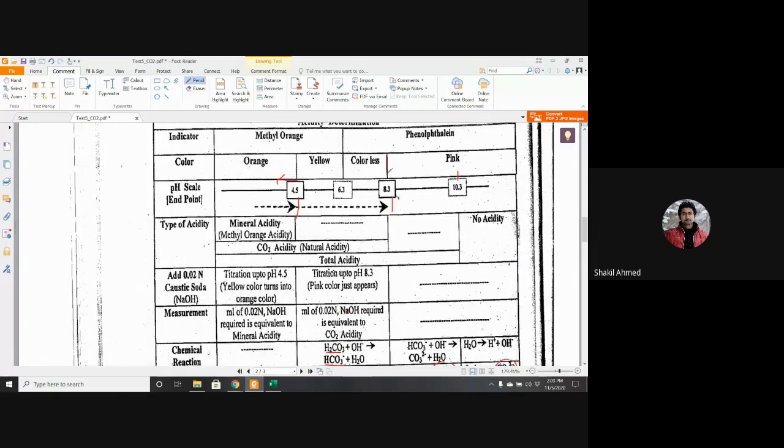Now, your pH less than 8.3, from there to there, this is called carbon dioxide acidity or natural acidity. So from less than 8.3 to the minimum value, this is carbon dioxide acidity. Clear?